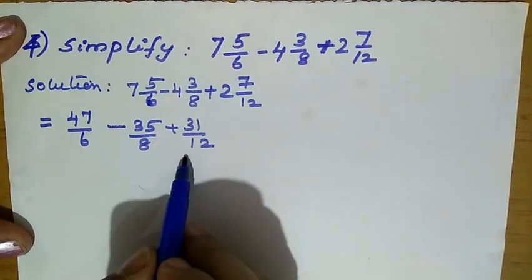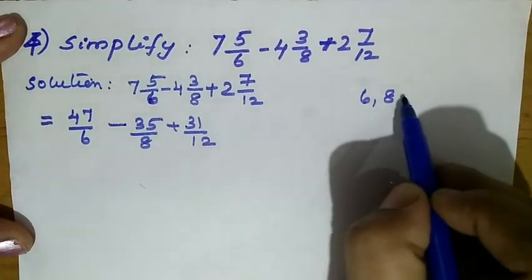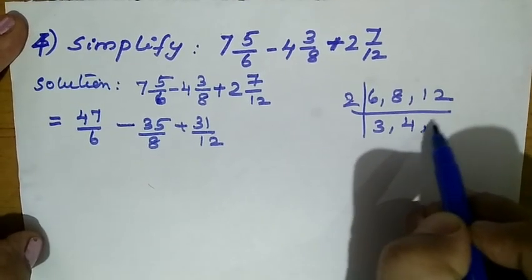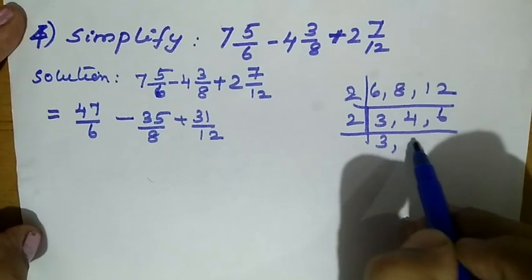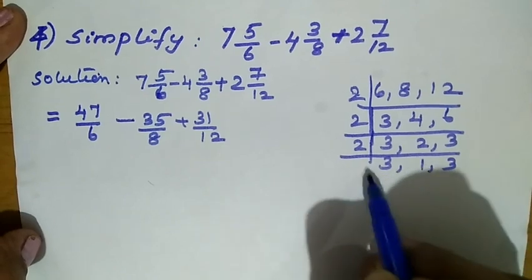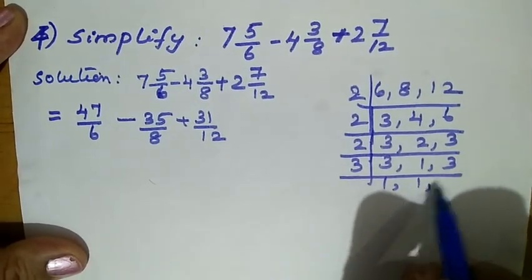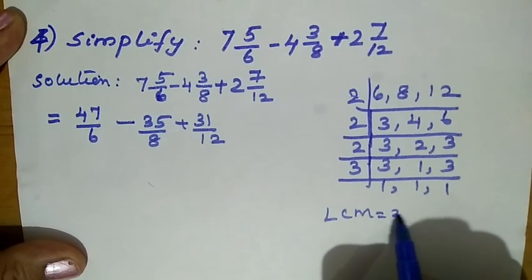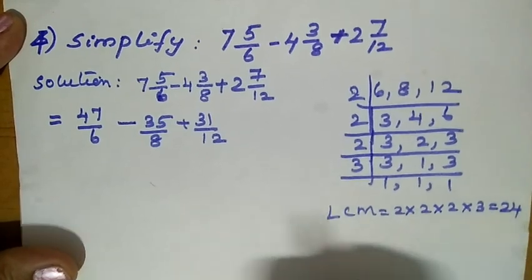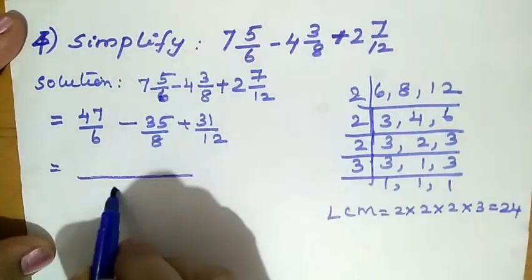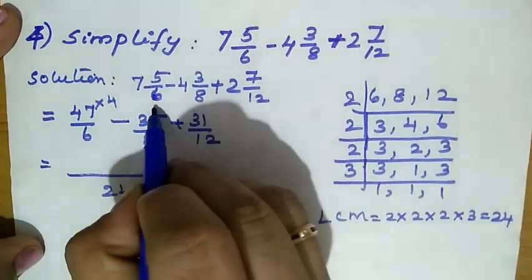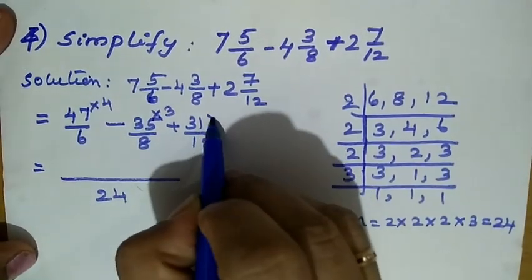Now, we got the denominators different. What is the next step? We have to find out the LCM. 3, 4, 6. Again 2, 3, 2, 3. Again 2, 3, 1, 3. 3 will go again, 1, 1, 1. So LCM equals 2 into 2 into 2 into 3 equals 24. 8 3s are 24. So 24 is the denominator now. Now here you should multiply with 4, here with 3, and here with 2.